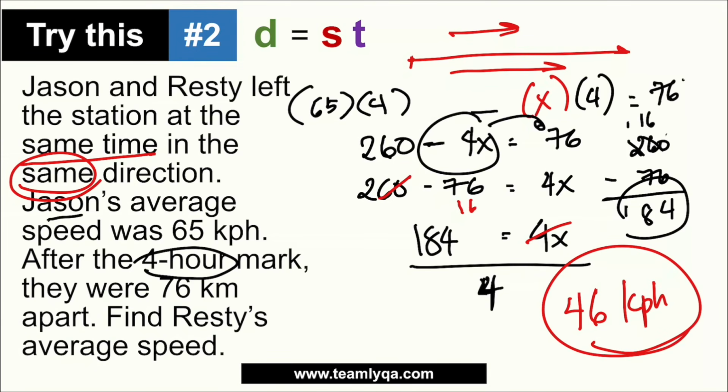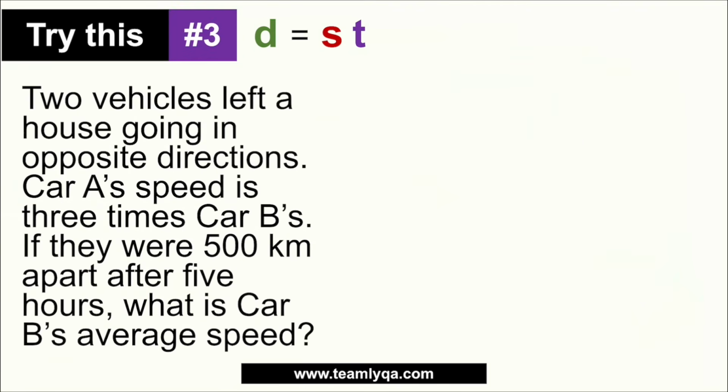Okay? Now, dito na tayo sa mas challenging na question. So, number 3. Ang sabi, 2 vehicles left a house going in opposite directions. Very important yung opposite. Car A's speed is 3 times car B's. If they were 500 kilometers apart after 5 hours, what is car B's average speed? So, again, traveling sila in opposite directions.